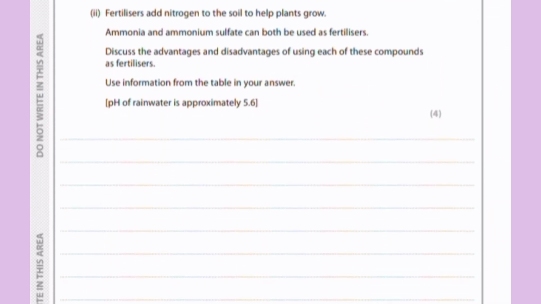Part 2. Fertilizers add nitrogen to the soil to help plants grow. Ammonia and ammonium sulfate can both be used as fertilizers. Discuss the advantages and disadvantages of using each of these compounds as fertilizers. Use information from the table in your answer. The pH of rainwater is approximately 5.6. You can see in the table that there is 82% nitrogen in ammonia, and ammonia has a pH of 11, which is quite high. Meanwhile, there is 35% nitrogen in ammonium nitrate, but ammonium nitrate has a pH of 5.5, which is very close to the pH of rainwater.